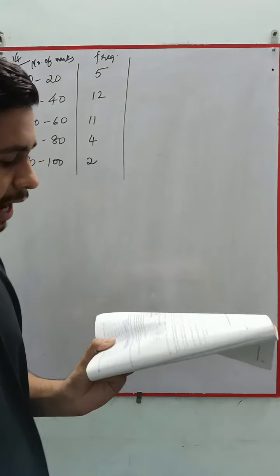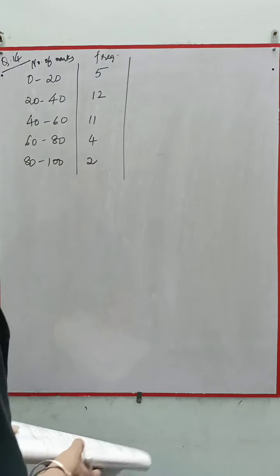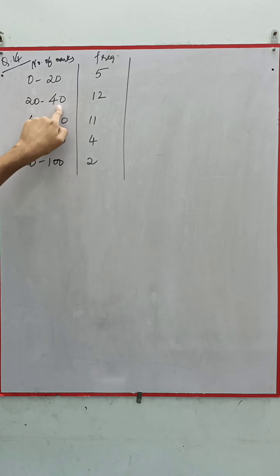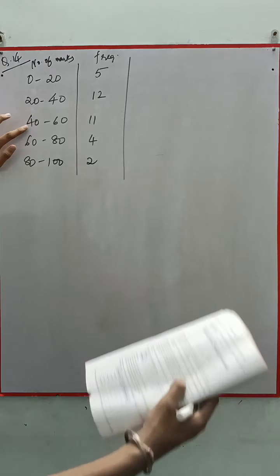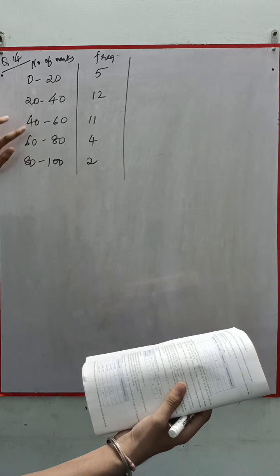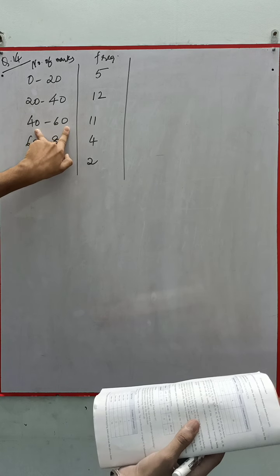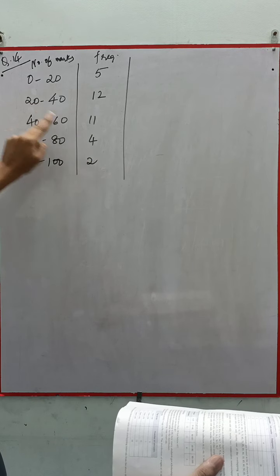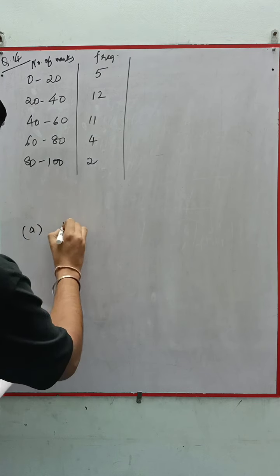Now the question says how many students secured more than 39 but below 60. So more than 39 means this is up to 40, so more than 39 will be 40, and 40 starts from here. So more than 39 but below 60 means they are actually talking about this interval. So 11 only are the students who got more than 39 but below 60. So the first answer is 11.